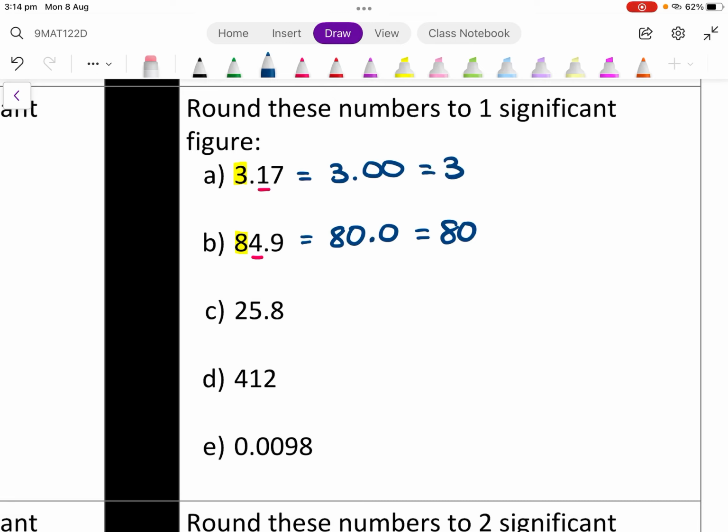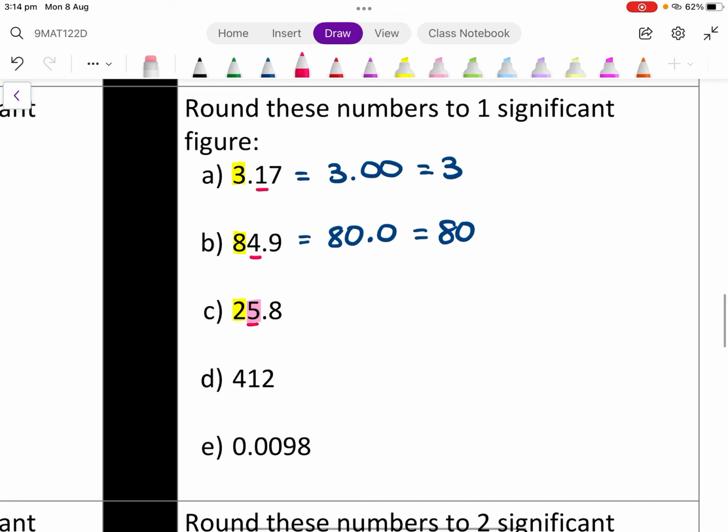In 25.8, our first non-zero digit is a 2. The number behind it is a 5, which is greater than or equal to 5, so you have to round it up. So this becomes 30, and we make every other digit a 0, so it will be 30.0, which is just 30. In 412, our first non-zero digit is the 4. The 1 behind it does not round the 4 up because it's not greater than or equal to 5. So our number just becomes 400.